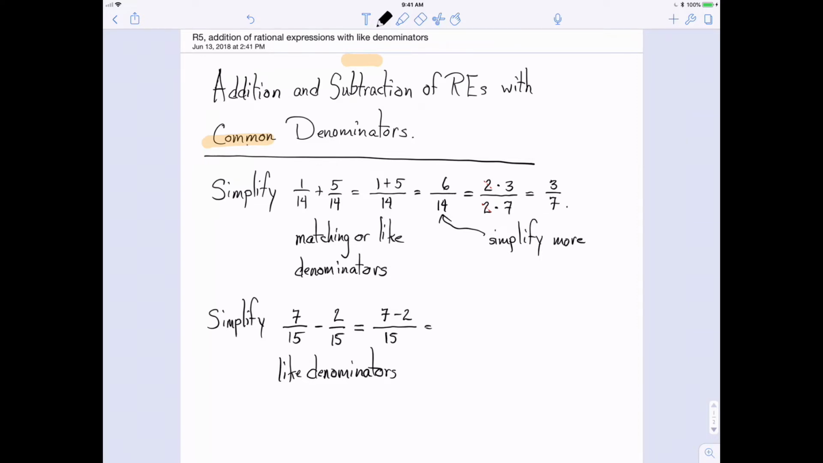Well, 7 minus 2 is 5 over 15. And notice this, 5 is a prime number, so it can't be factored, but 15 is 5 times 3. So the 5's are going to cancel. Remember that when you cancel the 5's, there's always an implied 1 left behind. So we have our 1 left over, and I could more simply write this as 1/3.